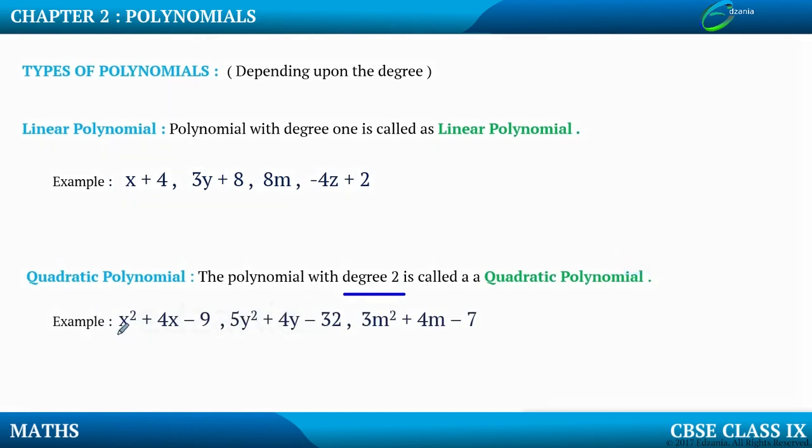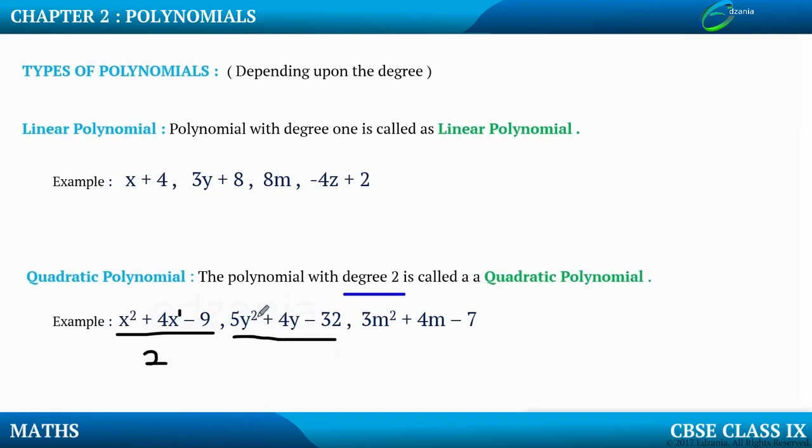So, this is the first example, x square plus 4x minus 9. Here the degree of this polynomial is 2. Why? Because the highest power of x is 2. Here the power of x is 1 and here the power of x is 0. Therefore, the highest power is 2. Therefore, it is a quadratic polynomial.